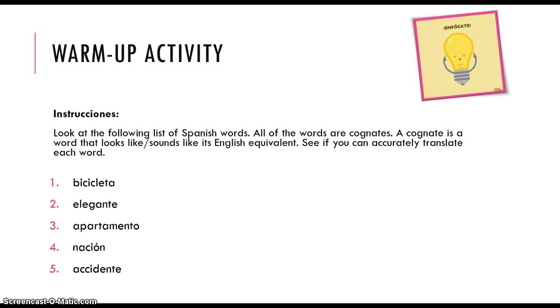A cognate is a word that looks like or sounds like its English equivalent, so they're very easy for the beginning learner to discern meaning from and take ownership in the fact that they're already on their way to language learning. So the first word that I have for you here is bicicleta. I'll give you a second, let you see if you know what it is. Bicicleta is bicycle. As you can see, it's very similar in how it's written. It's very similar in how it's pronounced.